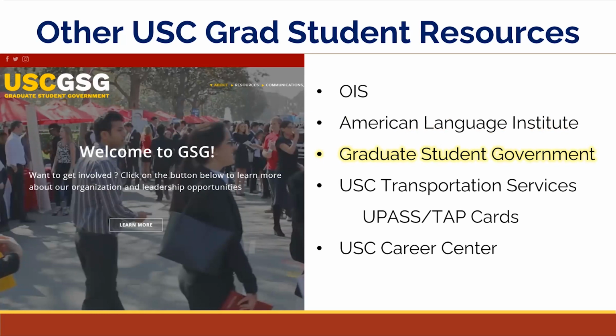With Graduate Student Government, or GSG, this is a student organization specifically for graduate students. One thing to keep in mind is that they do offer funding for students who are participating in conferences or other professional development activities. So when the time comes, this could be a really great way to receive supplemental funding.